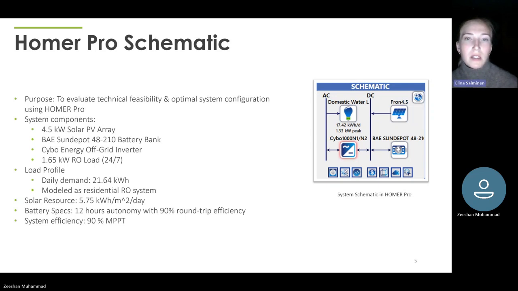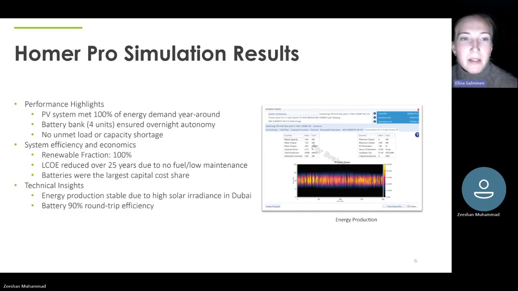The load profile is that the daily demand is 21.64 kilowatt hours. The solar resource for our location downloaded from Homer was 5.75 kilowatt hours per square meter per day. And the battery has 12 hours autonomy with 90% round trip efficiency. And the system efficiency was MPPT 90%. But let's move on to the Homer Pro results in the next slide.